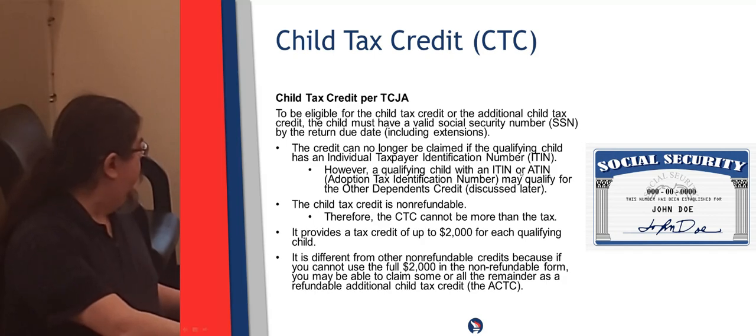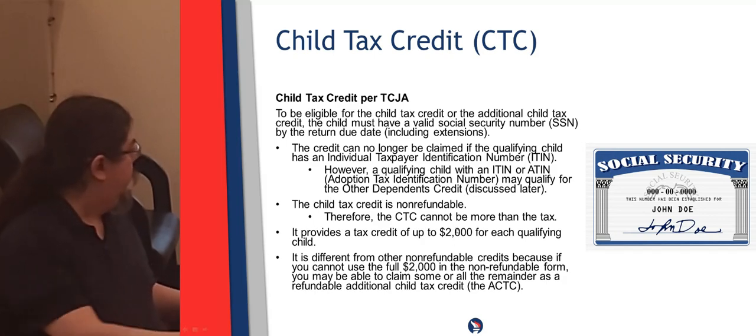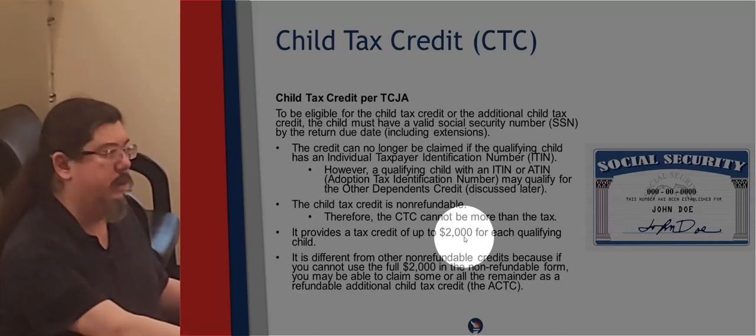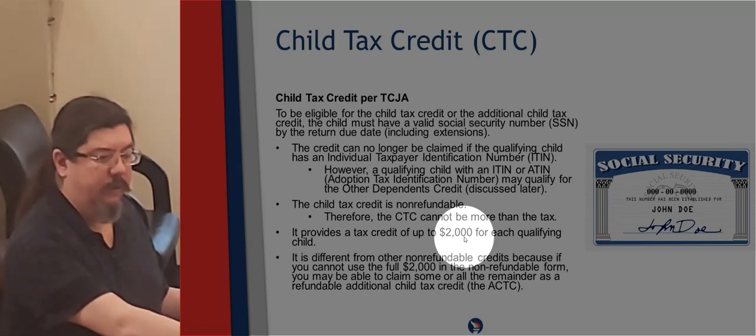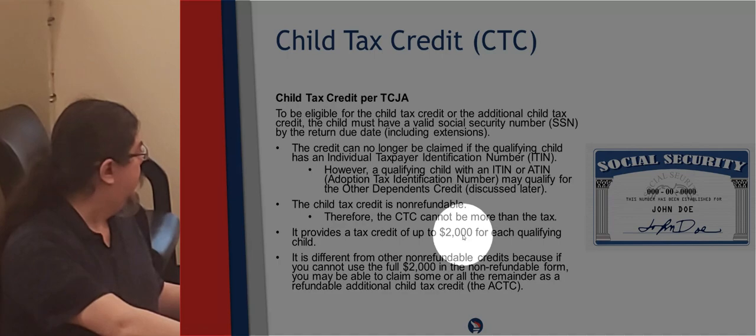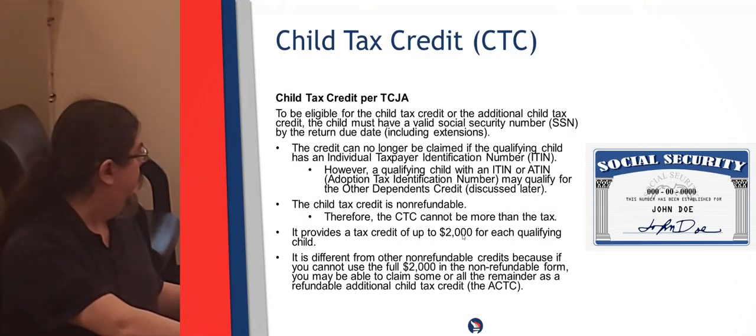Okay, how much is the credit? The credit is a flat $2,000 for each qualifying child, unless your income is more than, I think it's $400,000. If your income exceeds $400,000, your child tax credit can be reduced.